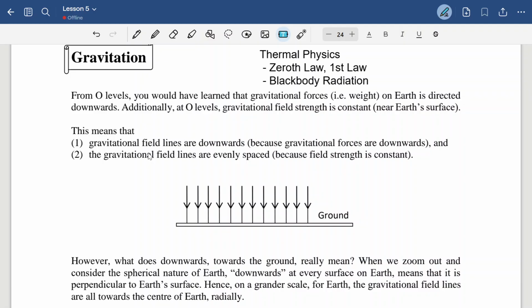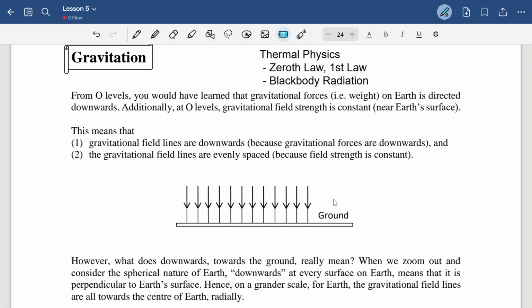You all have done gravitational field and electric field at O levels, at least a little bit. So field lines for gravitation are downwards because the forces are all downwards. And because the field strength near the surface of Earth is constant, they are also evenly spaced.